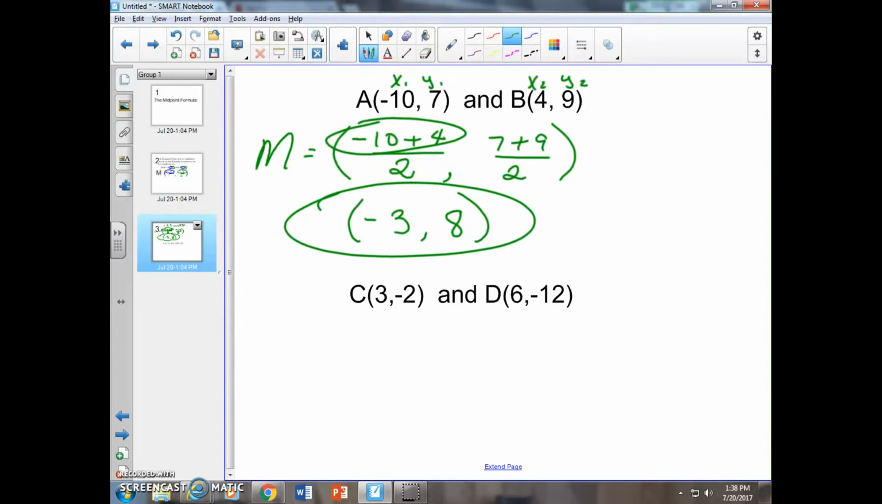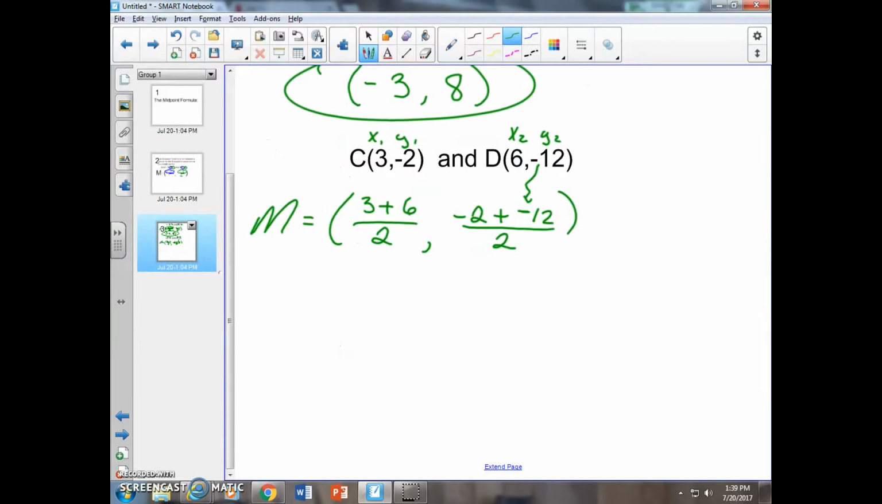Another example, we'll have C of 3, negative 2, so that's x1, y1. D is 6, negative 12, x2, y2. Here the midpoint would be x1 plus x2 divided by 2, comma, y1 plus, even though it's a negative, plus negative 12. Notice that the formula had a plus in it, so I went ahead and used a plus, and I just carry that negative down with the 12. Divided by 2.